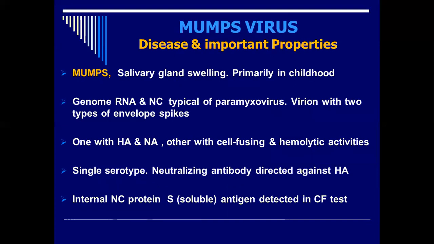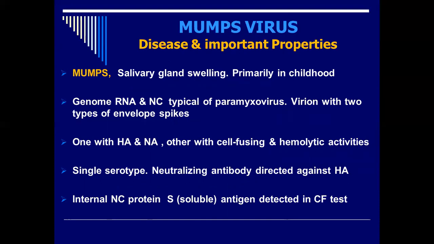Now we move on to the next organism, the mumps virus. The disease it causes is mumps, and it is characterized by swelling or inflammation of the salivary glands. This also occurs primarily in childhood.